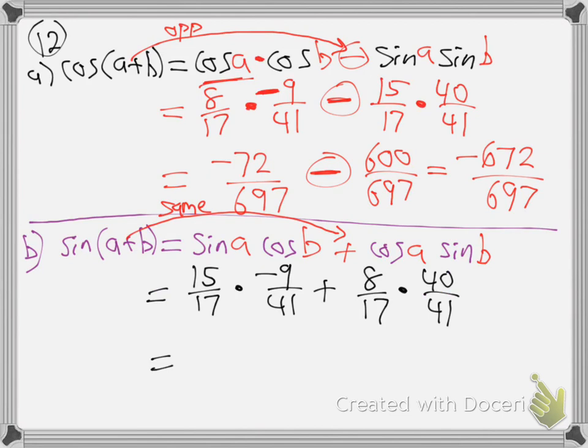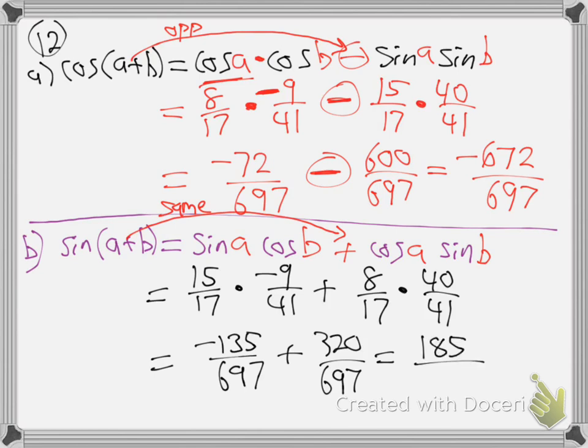All right, so then just multiply, use your calculator, multiply top times top, bottom times bottom. So minus 135, 17 times 40, that's the same number as a minute ago, huh? 697 plus, what's that, 320 over 697, and then subtract those. Getting 185 over 697. I assume that's not reducible. Okay, does it reduce?